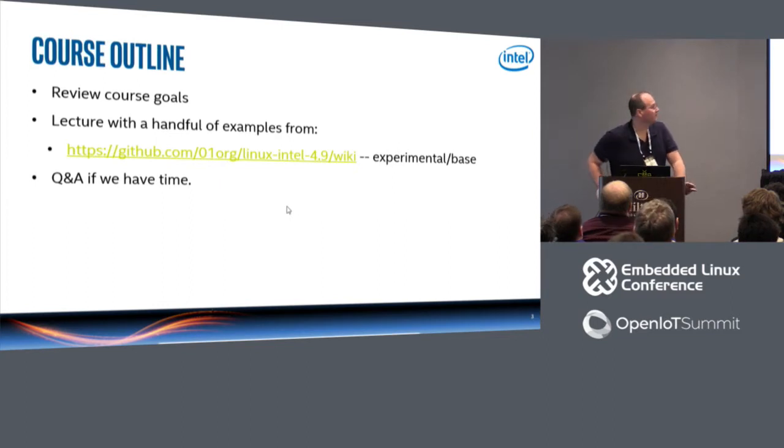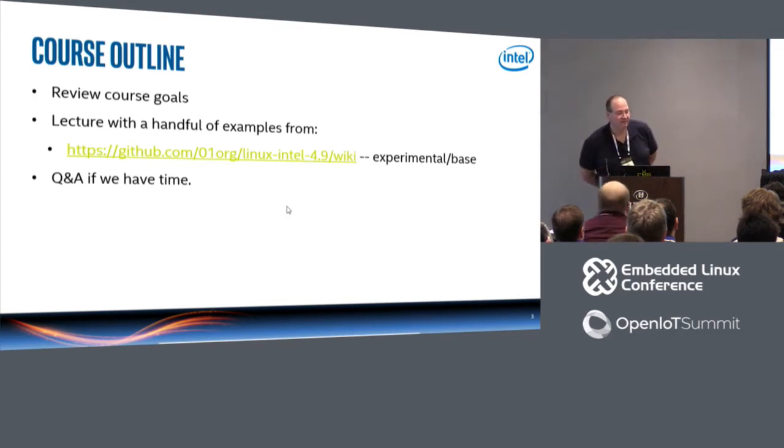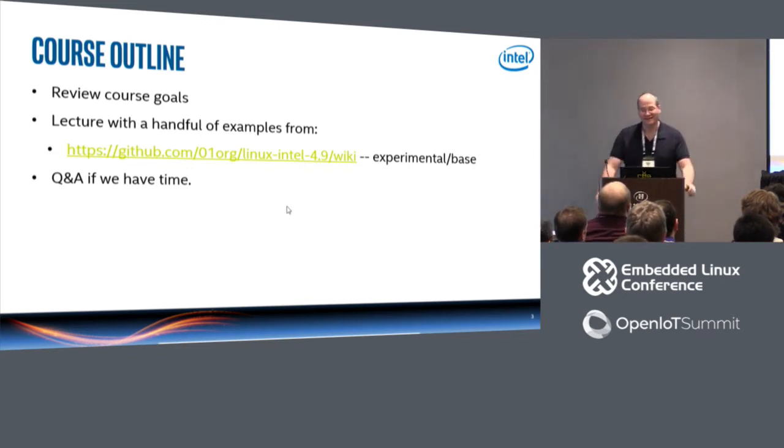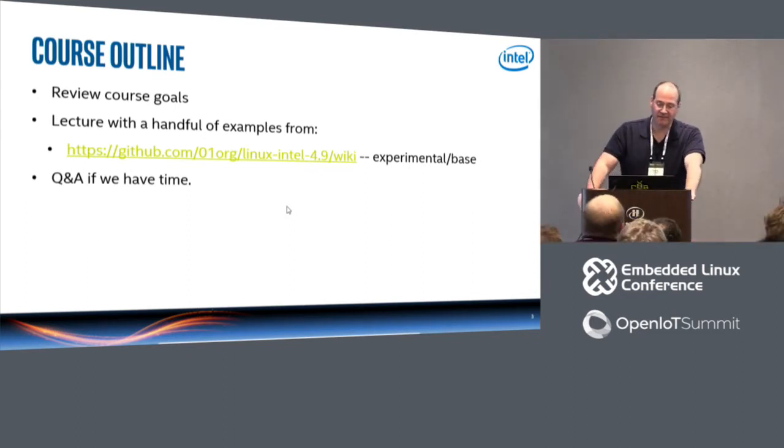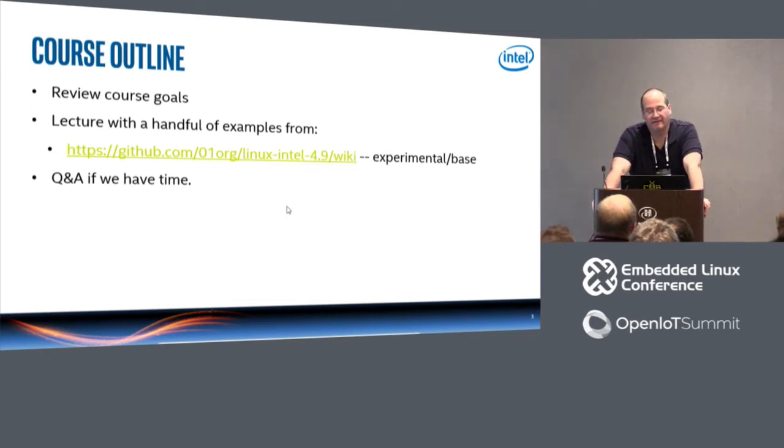I just kind of kept it in a course lecture format, just because I thought it'd be easiest for me. So I'm just going to review the goals of the course, and there'll be just a handful of fairly tame examples coming from this GitHub tree. What this is, is a rebase of an Android Things kernel from a 4.4 kernel to a 4.9 kernel, and I'm trying to mature it enough to be a base to feed the Yocto Meta Intel layer.